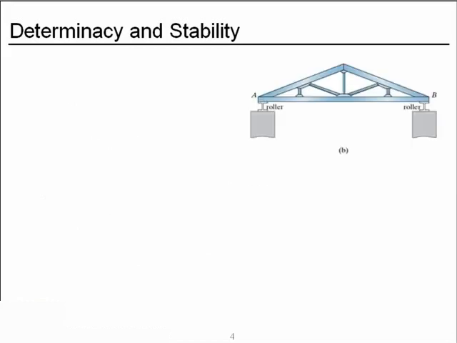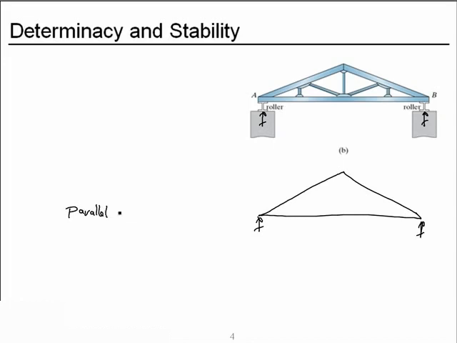And here we have the truss. Let's start by looking at the support reactions. We have a roller, so it restrains motion only in the vertical direction at each end. So if we looked at a free body of the entire truss, it only has 2 reactions, and they are parallel reactions. Therefore, it is unstable.